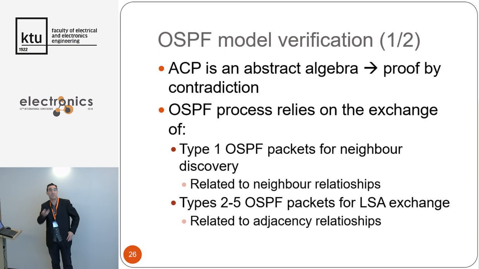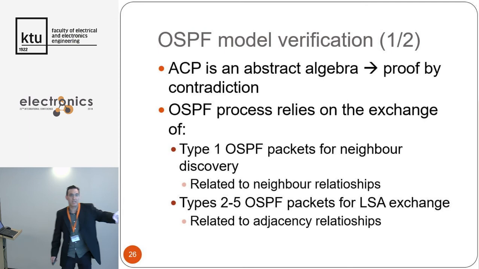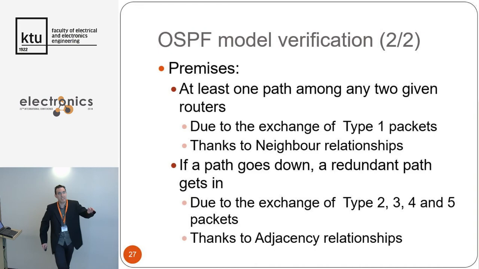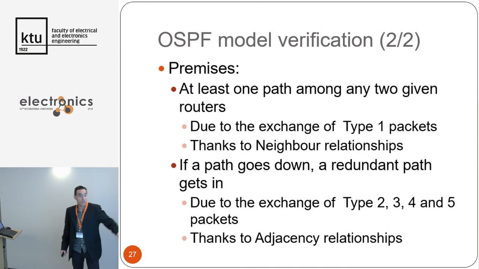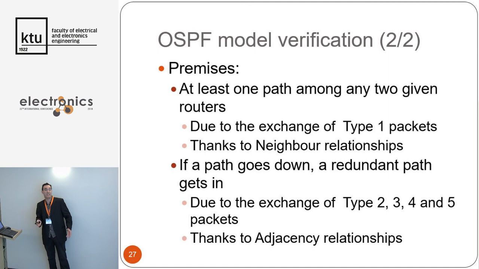Verification: as ACP is an abstract algebra, governed from contradiction. We have just two types of packets: type one, sending hellos, and types two to five, exchanging LSAs. We premise at least one path among any two given routers; this is done due to the exchange of type one packets, thanks to the neighbor relationships. And if a path goes down, another path gets in, and this is due to the exchange of types 2, 3, 4, 5, and thanks to the adjacency relationships.